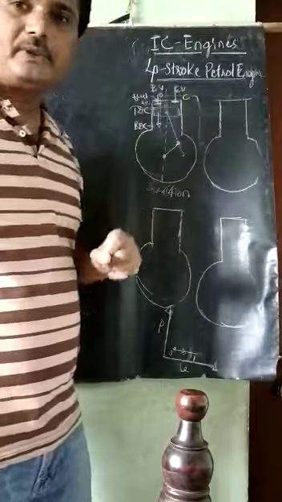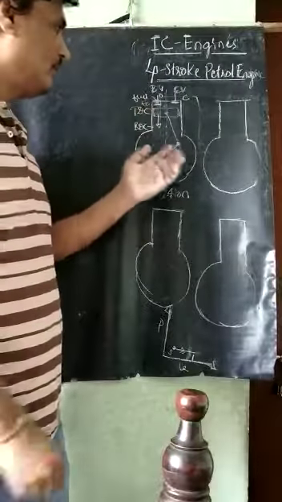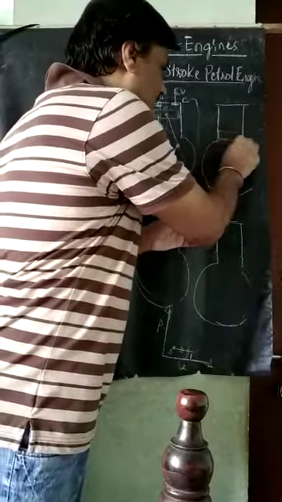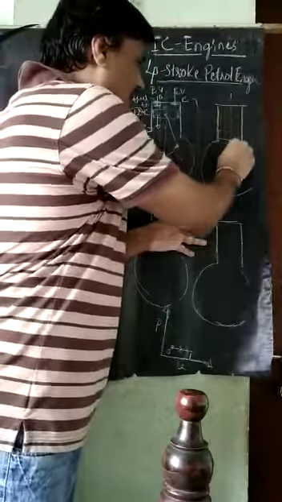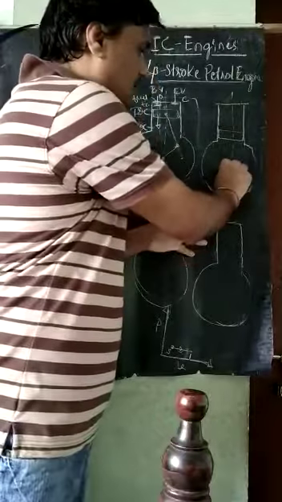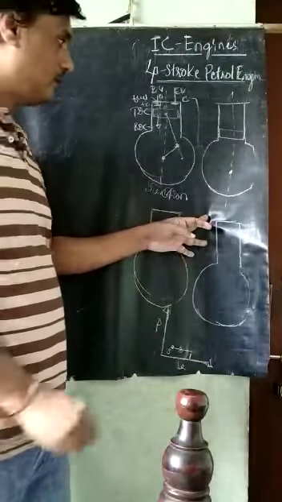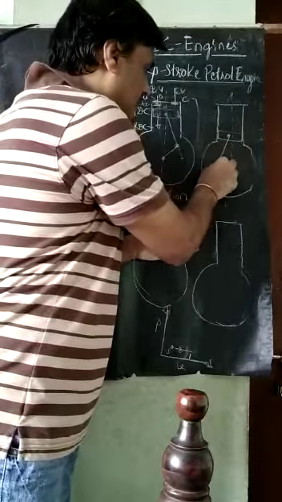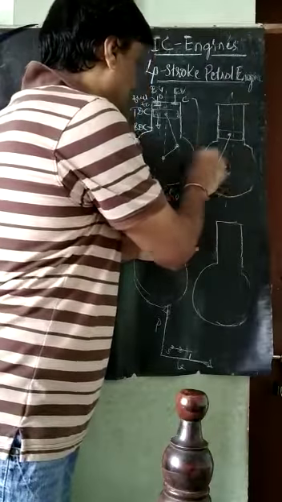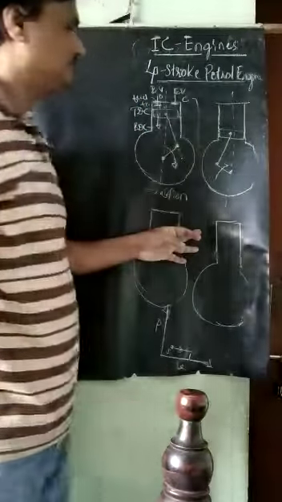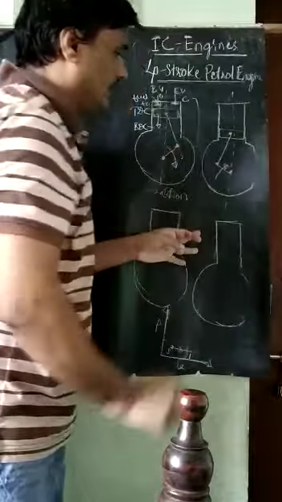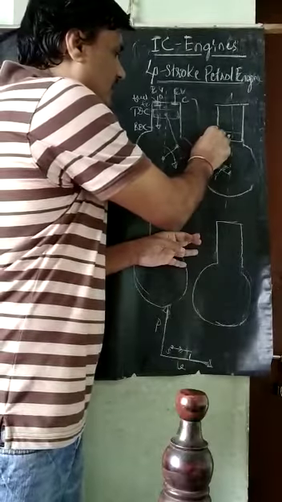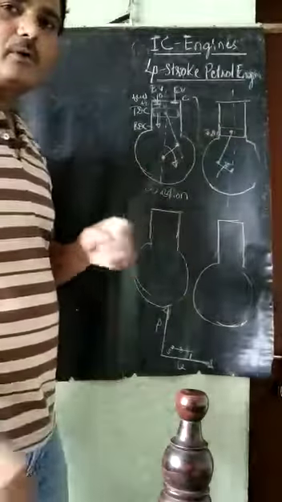In the next step, what happens when the piston comes to the bottom dead center? As we have to draw the center line, the crankshaft has to be drawn here. Next, I will show the connecting rod and crank position. It is moving like this. Now this crank comes here, so it is at the bottom dead center, BDC.